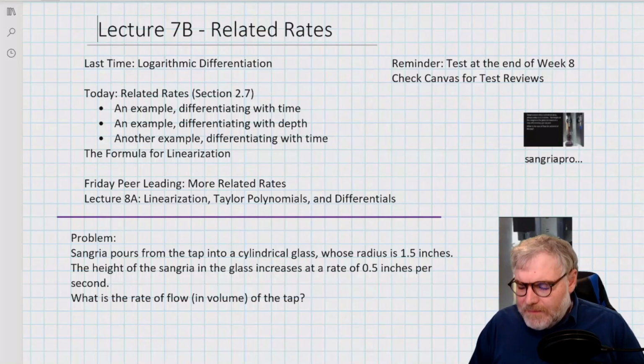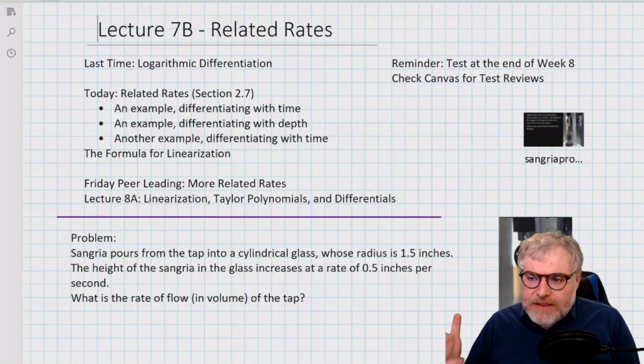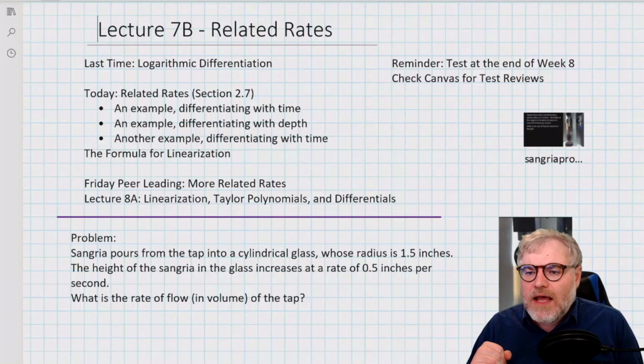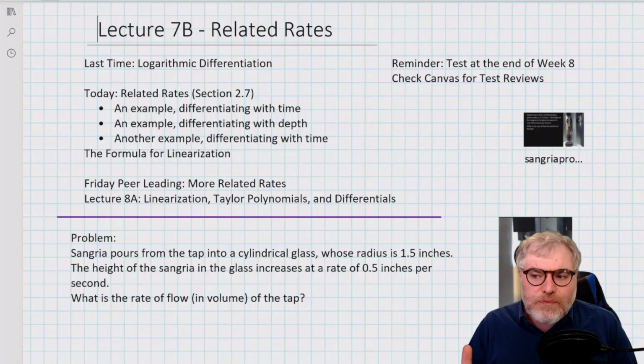So the best way to do it, there's a method to these problems. They're word problems. But what we're going to do is just break it down. We're just going to do 3 examples.